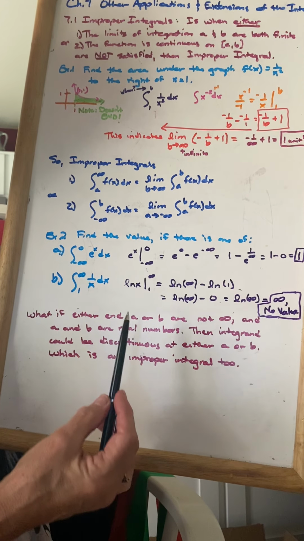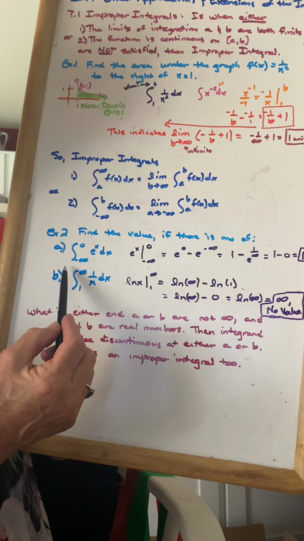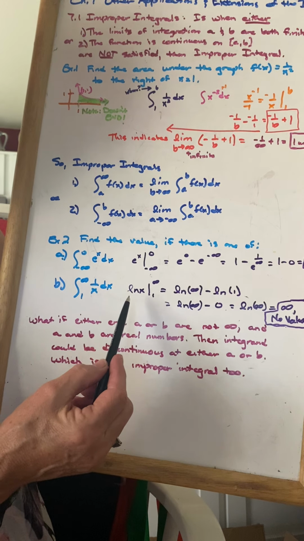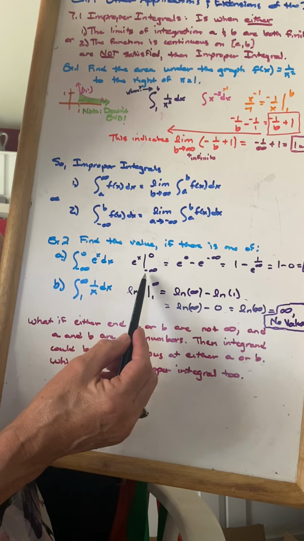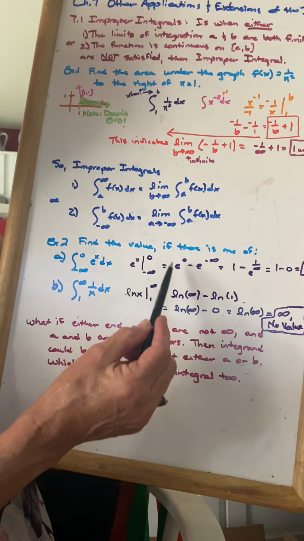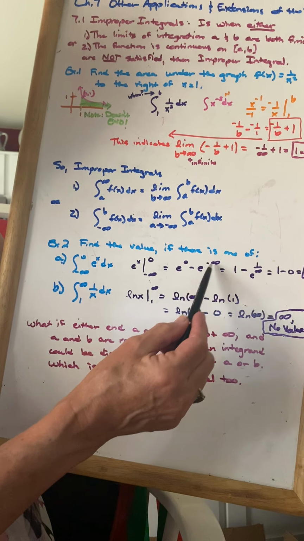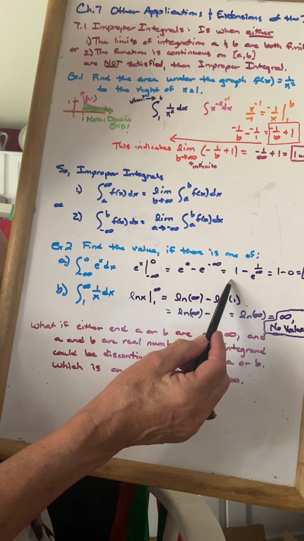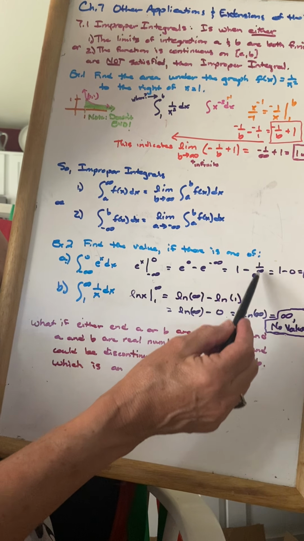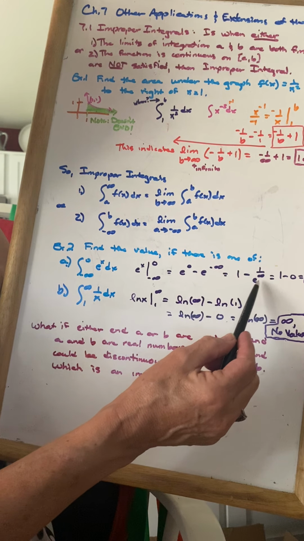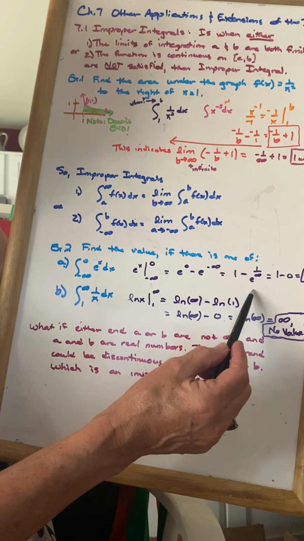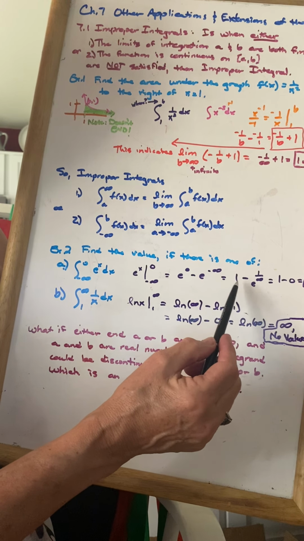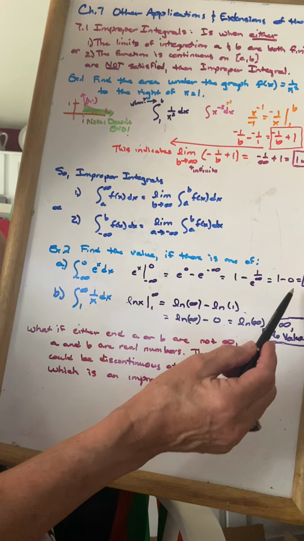Oh, your favorite, it's an e. Find the value, if there is one, of the integral from negative infinity to 0 of e to the x dx. So I integrate e to the x, which is e to the x, from negative infinity to 0. I put the top number in first, e to the 0, minus the bottom number, e to the negative infinity. E to the 0 is 1. Negative infinity means I'm supposed to put it in the denominator: 1 minus 1 over e to the infinity. E to the infinity is a very big number, and 1 over a very big number is 0. So what's 1 minus 0? That's 1.